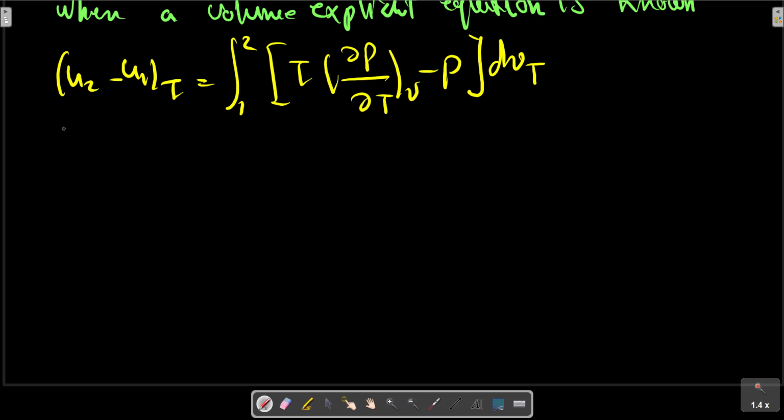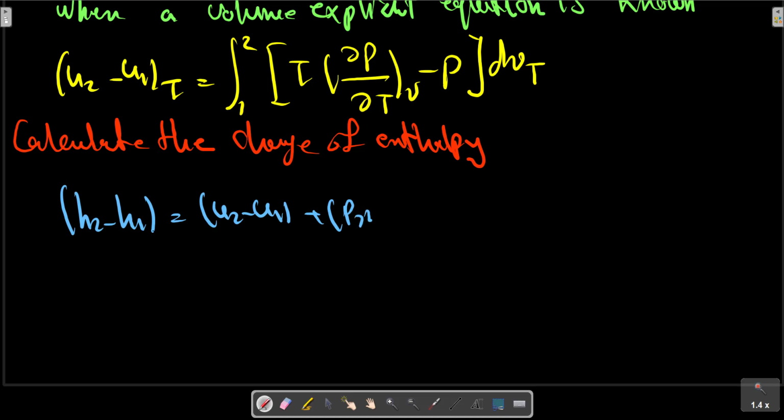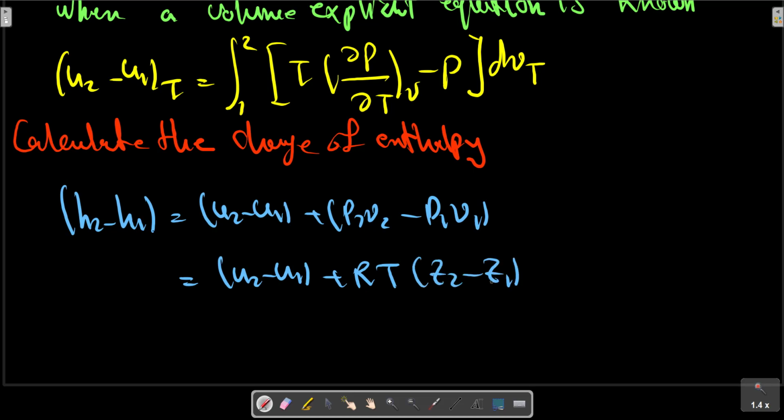I can also calculate the change of enthalpy, H2 minus H1, using U second and Z2 minus Z1 to determine the change in enthalpy behavior consistent with the generalized chart figure D1.